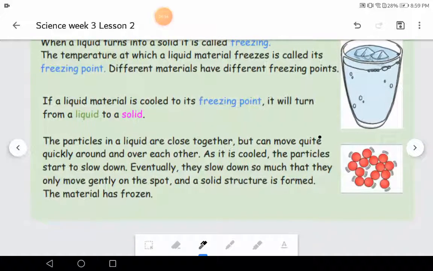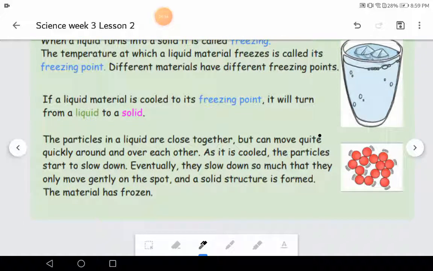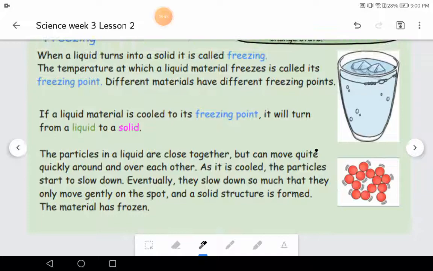As it cools, the particles start to slow down. They go from moving very quickly to slowing down so much that they only move gently on the spot. And the solid is formed; the material has frozen.